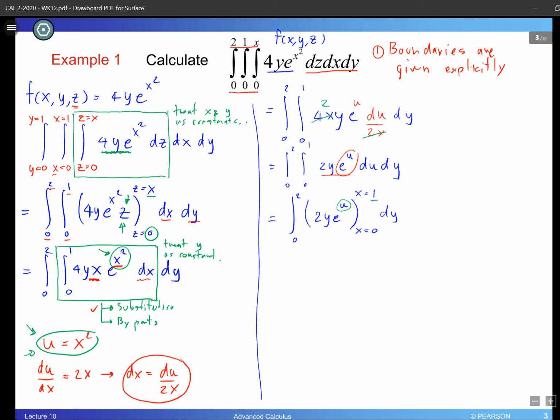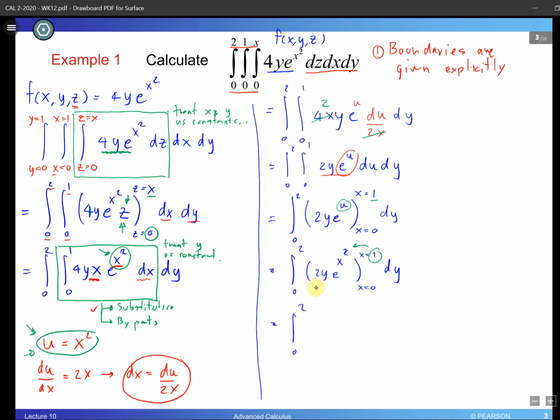So I'm going to put it right here. Repeat right here, 0 to 2. So 2y, we substitute this back. It's going to be e to the power of x squared. Alright, and now we are supposed to evaluate this at x equal to 0 and x equal to 1. Integrate with respect to y. So 1 goes in. Alright, so this is going to be equal to 0 to 2.